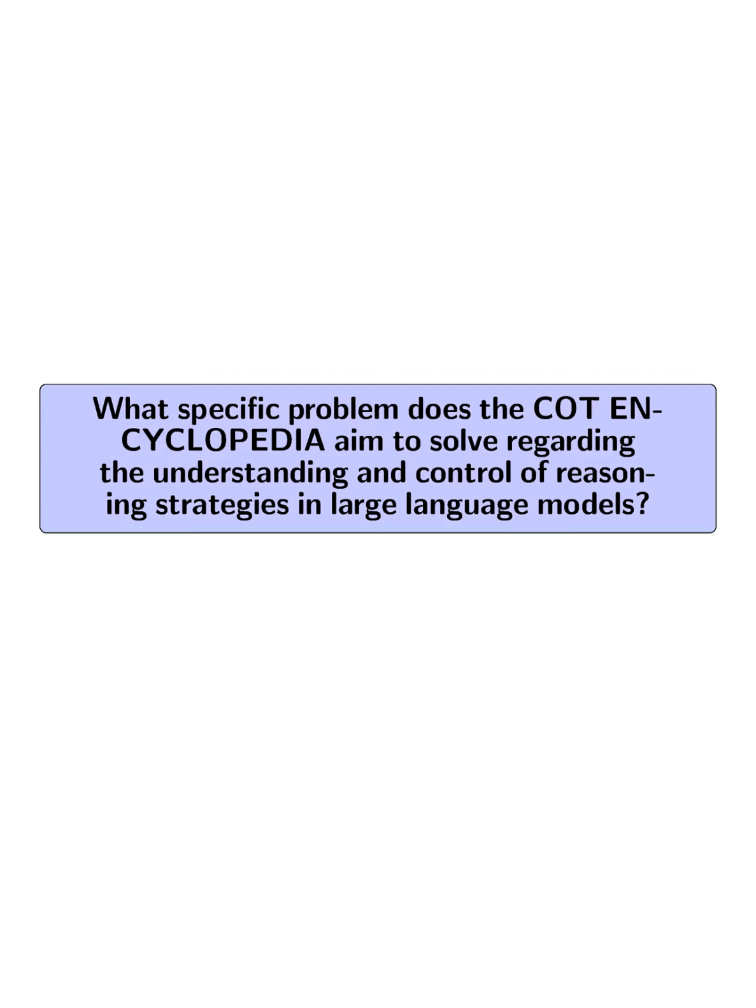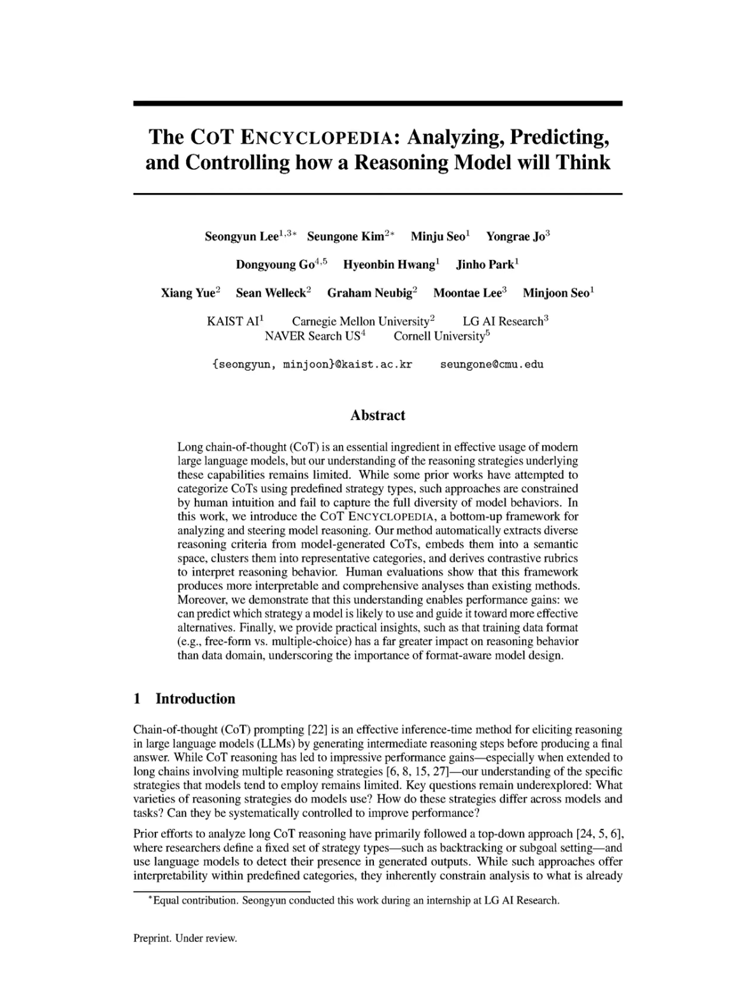What specific problem does the COT Encyclopedia aim to solve regarding the understanding and control of reasoning strategies in large language models? The COT Encyclopedia aims to address the limited understanding and control of reasoning strategies employed by large language models, LLMs, during long chain of thought, COT, reasoning.